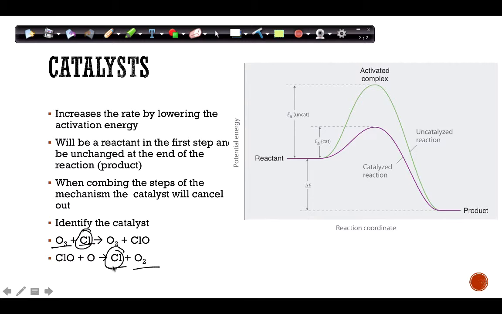So that's my catalyst. Let's see if I have an intermediate here. I have ClO and then ClO. So that's also an intermediate. The catalyst starts as a reactant in the beginning and ends up as a product at the end, and an intermediate is produced in one step and then used up in the next. If I were to combine these reactions, I would take out my catalyst and my intermediates and then just combine it.